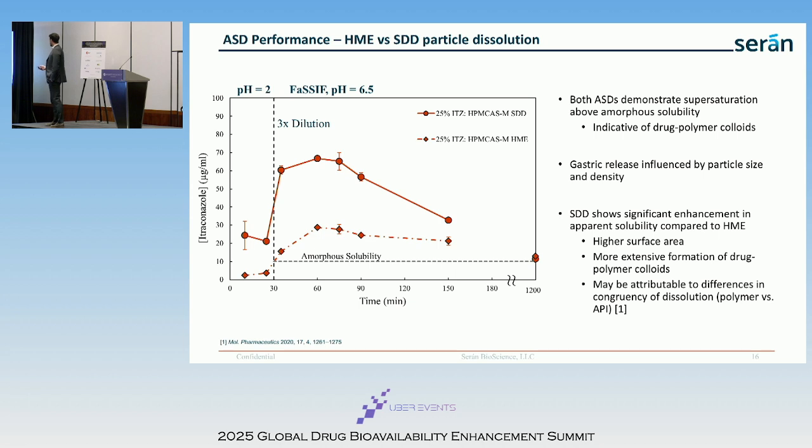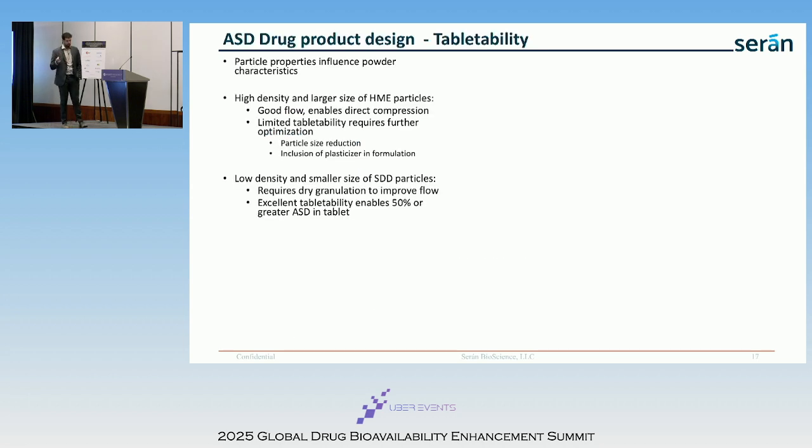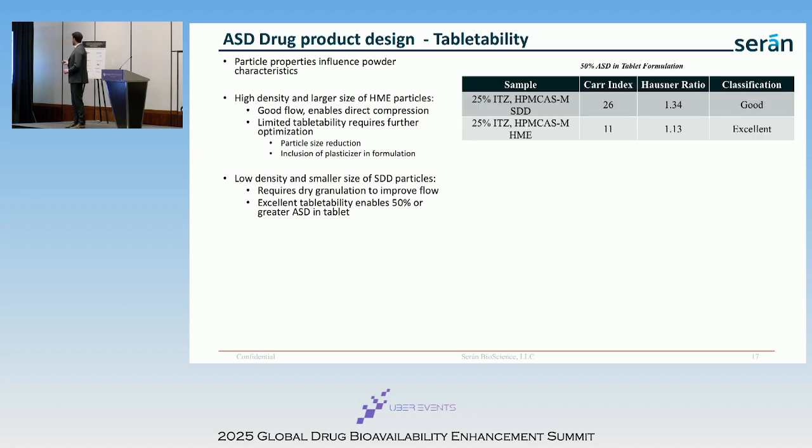Let's see what happens, because it's got to get into you somehow, right? So when we're thinking tabletability, there's obviously a lot of different metrics, but the two obvious ones when we're comparing STD to an HME are flow and tabletability. Just as you would expect, the HME has amazing flow. We can definitely do a direct compression tablet here. That could be a smooth process. The STD has surprisingly decent flow. It's certainly enough to enable a dry granulation approach, but maybe not enough to enable a direct compression tablet.